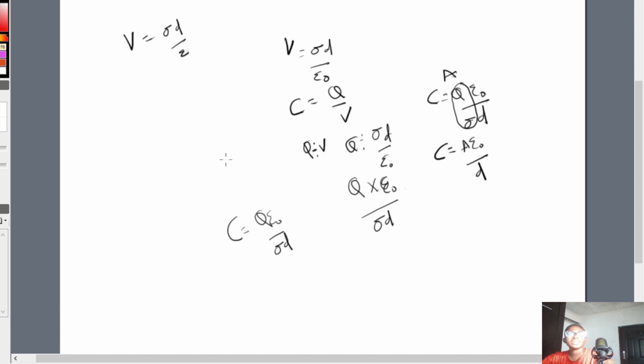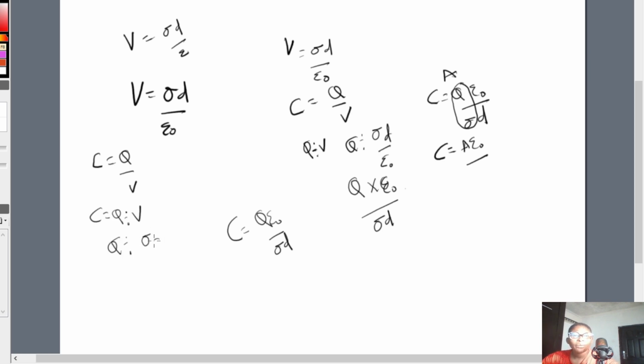From the board, we already have that our V is equal to sigma D divided by epsilon naught, and our C is equal to Q over V. So it's just as if I'm saying C is equal to Q divided by V. Then, putting that value of V, which was sigma multiplied by D divided by epsilon naught, we have Q divided by sigma D over epsilon naught.